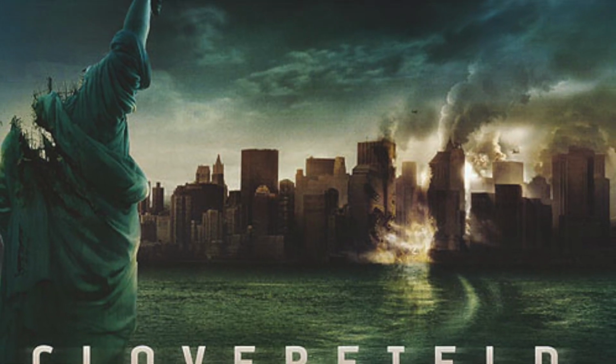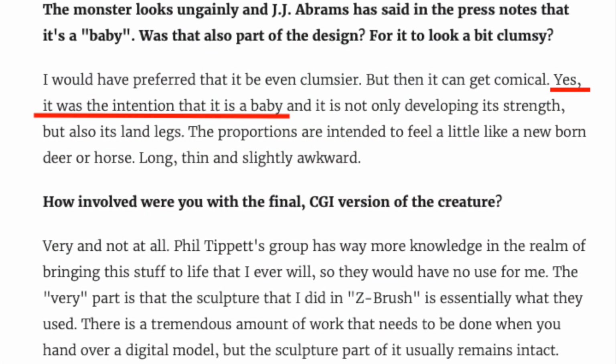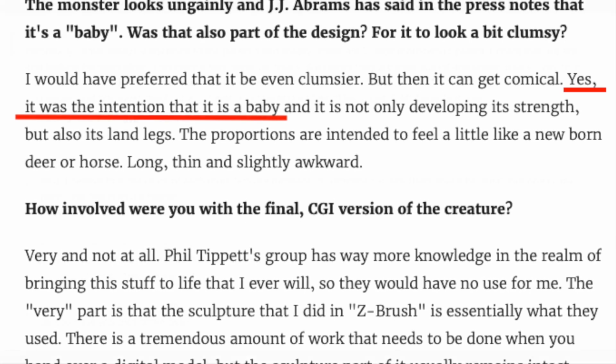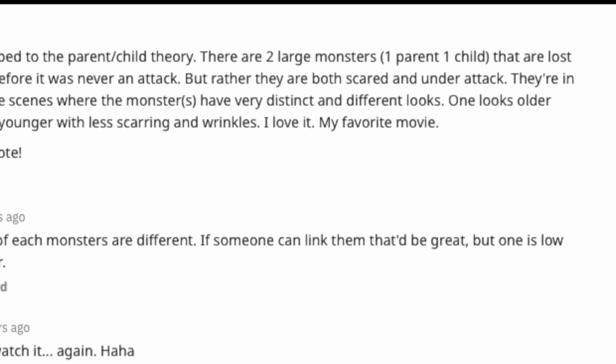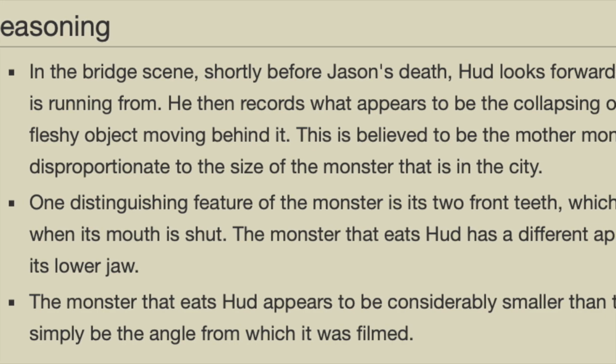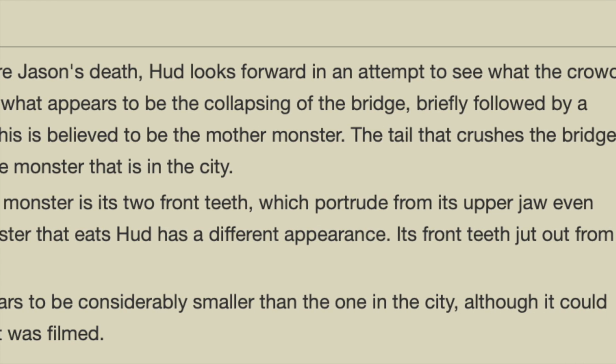Story-wise, there may be some credence to this theory. The creature designer Neville Page has stated that the monster is a baby in a new environment, scared and looking for its mother. Many on various forums also mention that in their two monster theory, one is the mother and the other is an adolescent that is not fully grown. Now, to determine whether or not this theory is true, we are going to look at the evidence various fans have presented and analyze it.